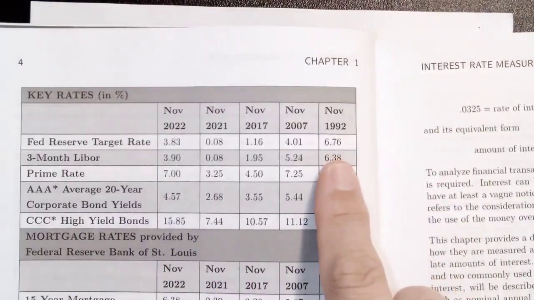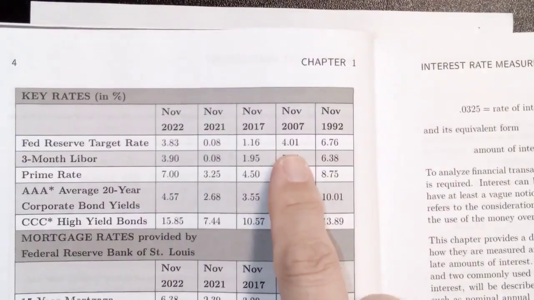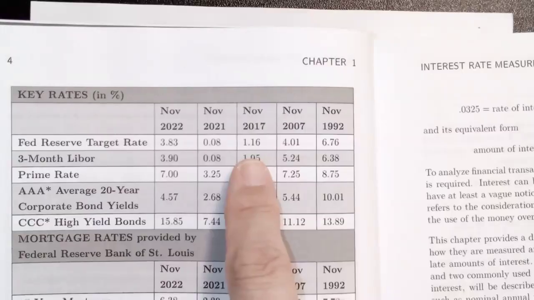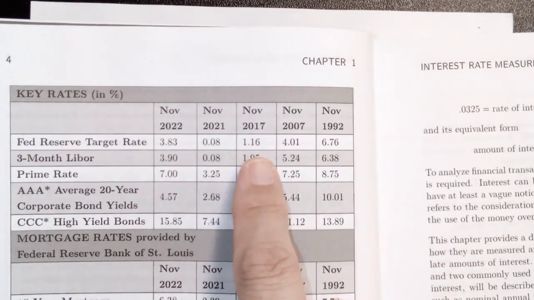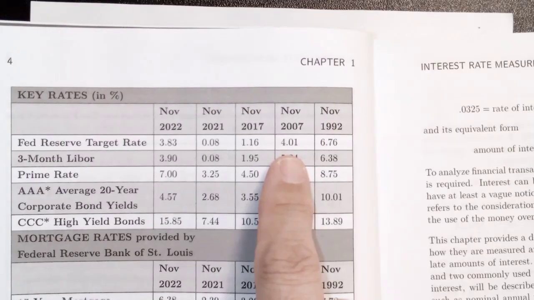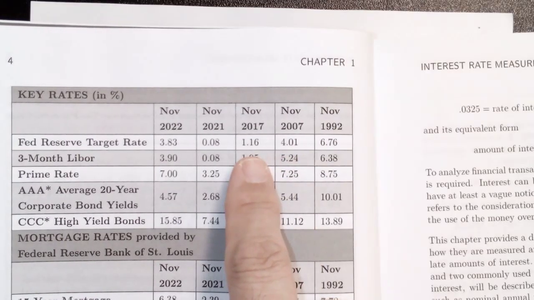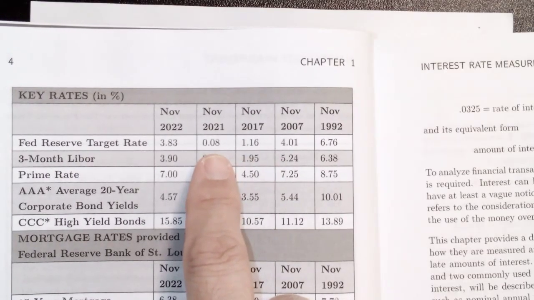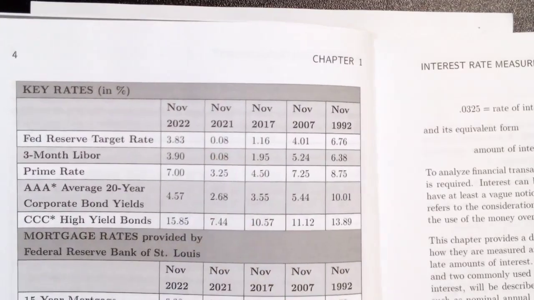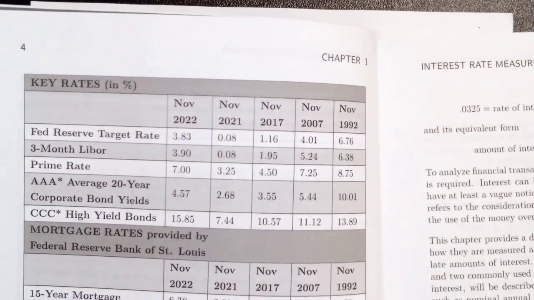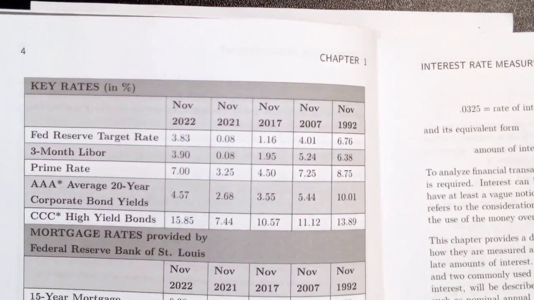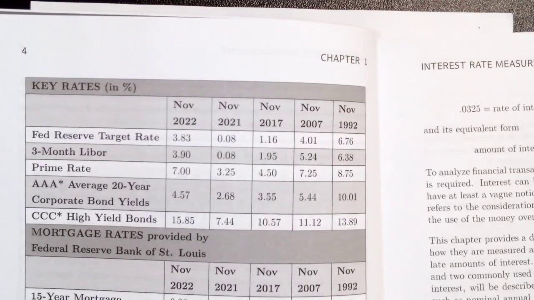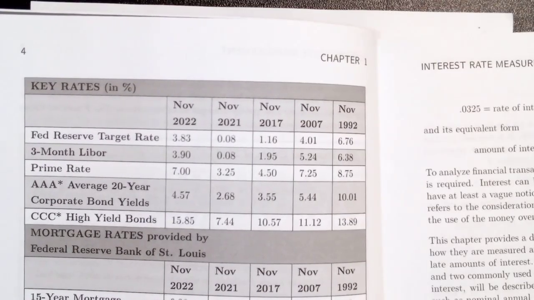But notice, 1992, 2007, just before that housing crash. What the hell? 4% interest rates, 1.16% interest rates. 0.08. We're not charging interest to borrow money. We're basically throwing money at people. You borrow $10,000, you'll pay $8 in interest. Hell, I'd borrow money out the wazoo.